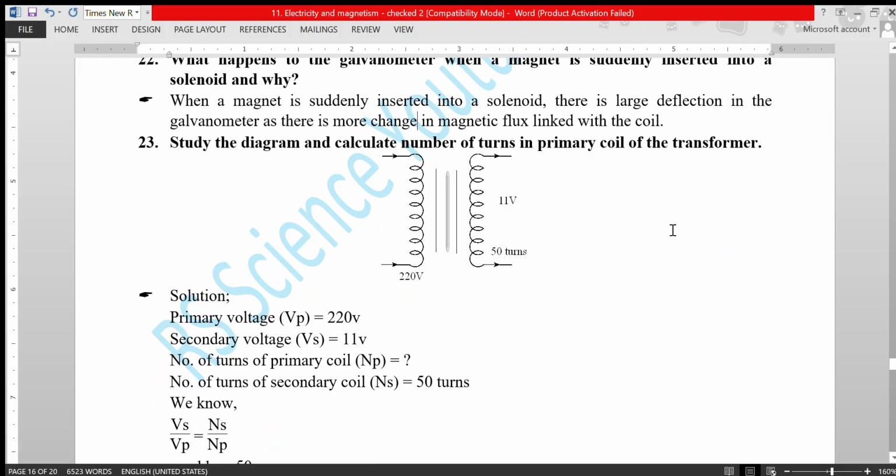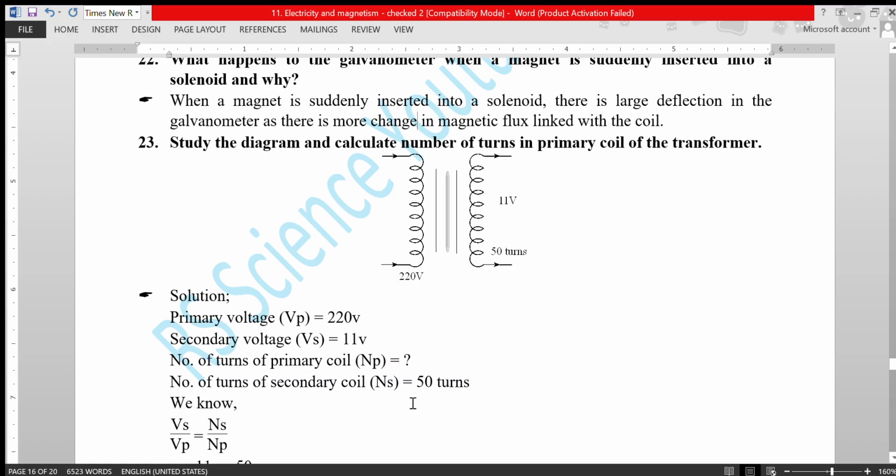Study the diagram and calculate the number of turns in the primary coil of the transformer. This type of question may also be asked. Current is going into the input side, primary, and then secondary. So Vp is 220 volt, Vs is 11 volt. The number of turns in this primary coil we have to find.